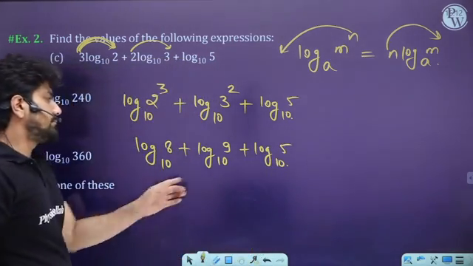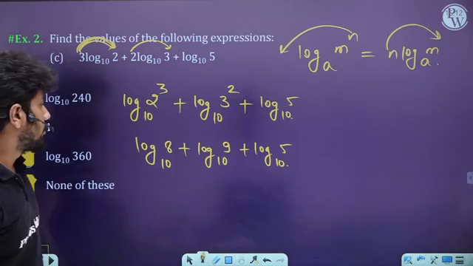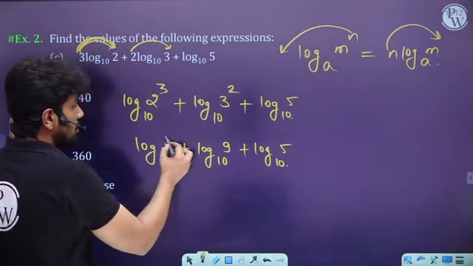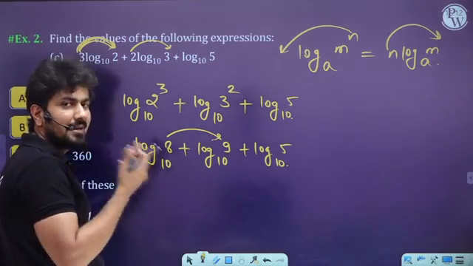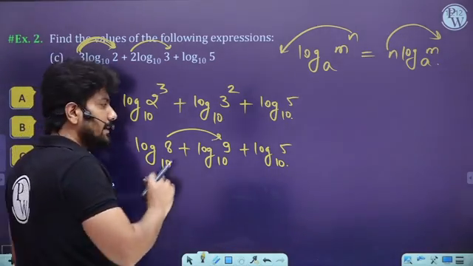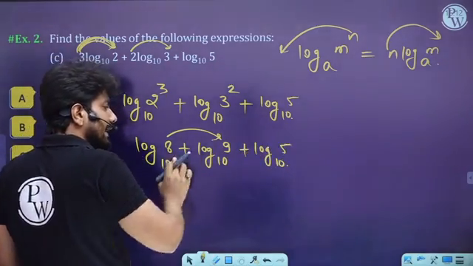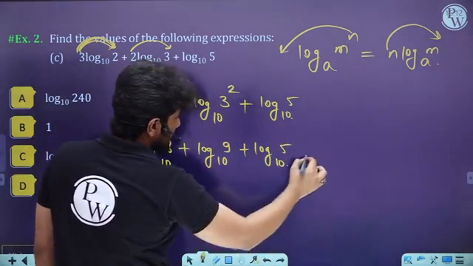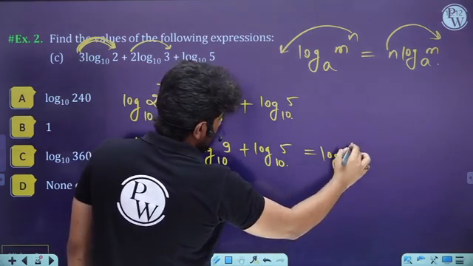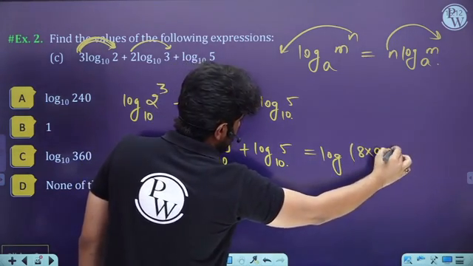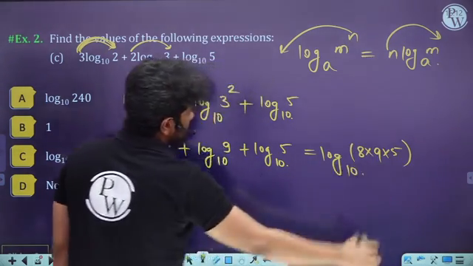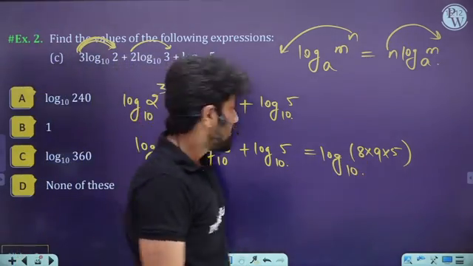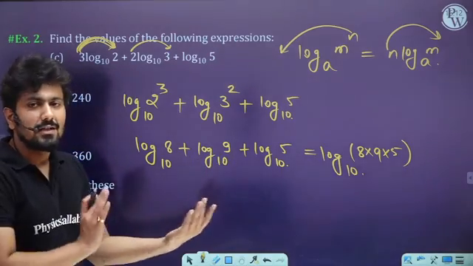So now see, bases are same. What is log of 8 to the base 10 plus log of 9 to the base 10? That will be log of 8 multiplied by 9 to the base 10. Then you will be adding this also. So 8 multiplied by 9 multiplied by 5 to the base 10. So simply you can write this as log of 8 multiplied by 9 multiplied by 5 to the base 10. Because there is positive sign, we are adding the logs.